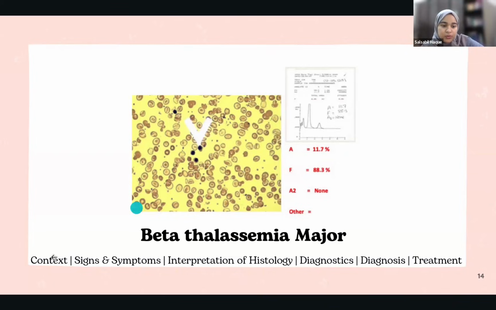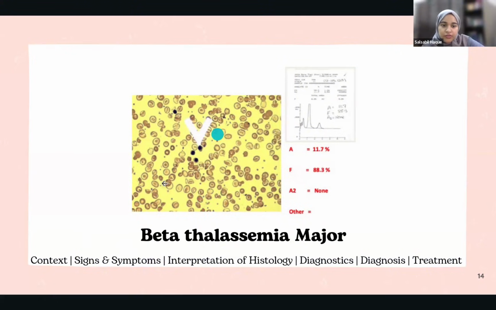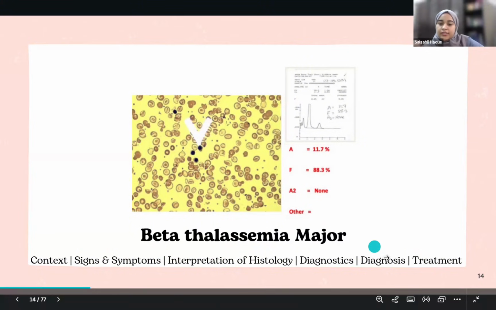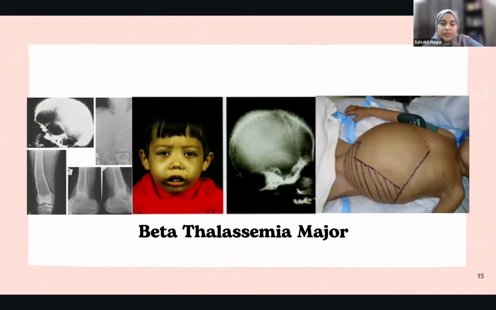And yeah, the context is going to be the same. Signs and symptoms are going to be more aggressive. Histology, you can still see nucleated RBCs. Here you can see nucleated RBCs, not so much in minor, but here more. You can see target cells and normal RDW. So diagnostics, again, hemoglobin electrophoresis. Diagnosis, we know. And treatment is going to be blood transfusions. It can be hematopoietic stem cell transplant. So what are these things that you see in beta thalassemia major?